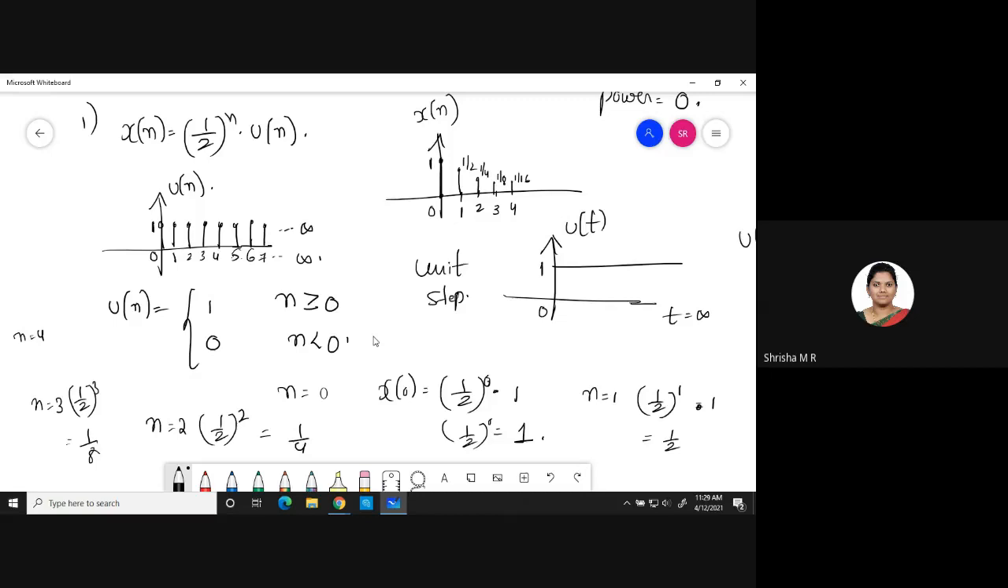Yes, ma'am. So what we are doing now, we are trying to plot this x of n. If we plot this x of n, we'll get to know whether we have to find energy or power. I have explained to you what u of n is, right? It is unit step. Half to the power of n, we are giving different values of n, and we are trying to see how the signal looks. X of n will look like this.